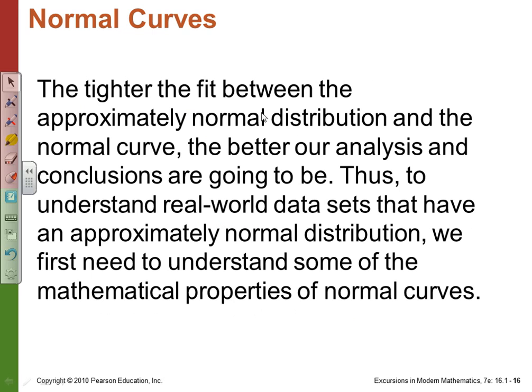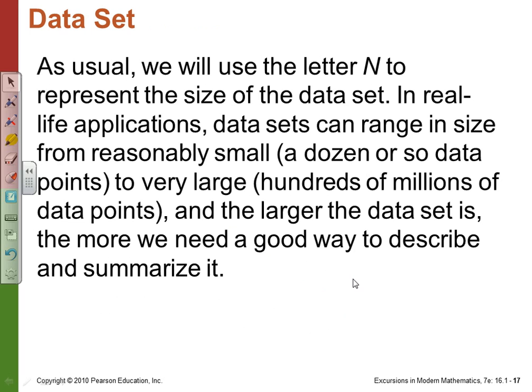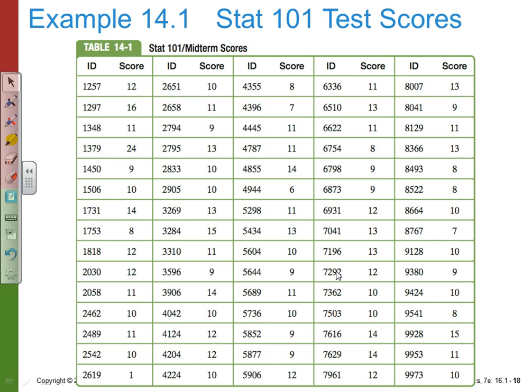The tighter the fit between the normal distribution and the normal curve, the better analysis we can draw from the conclusions. So if I pick enough data, I should be all set. As usual, we see that the letter N represents the data set, the number in the data set. The bigger that data set, the better. The smaller it is, that won't be cool.